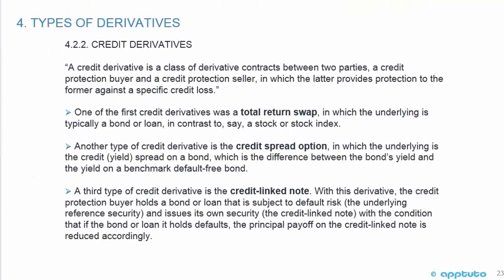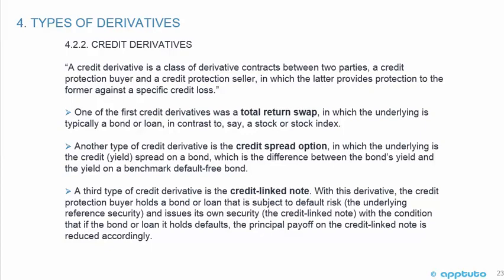So we're going to push ahead now and look at credit derivatives. A credit derivative is a class of derivative contracts between 2 parties, a credit protection buyer and a credit protection seller, in which the latter provides the protection to the former against a specific credit loss. One of the first credit derivatives was a total return swap, in which the underlying is typically a bond or loan, in contrast to, say, a stock or a stock index. Another type of credit derivative is the credit spread option, in which the underlying is the credit yield spread on a bond, which is the difference between the bond's yield and the yield on a benchmark default-free bond.